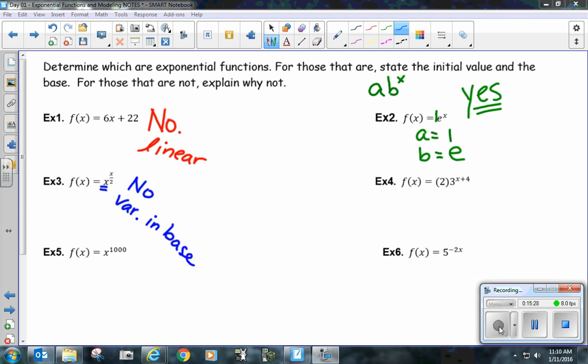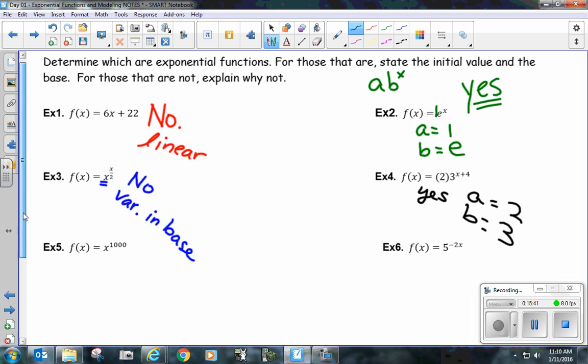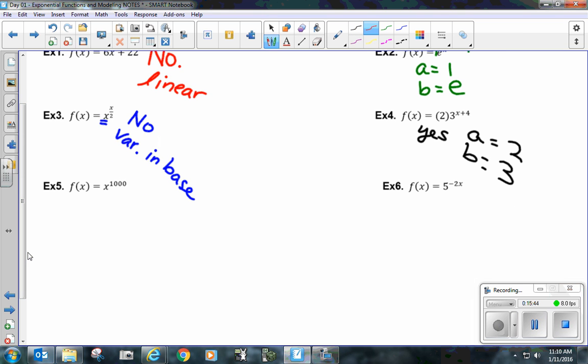All right, number 4. Exponential, yes or no? Yes. So what's my initial value? 2. What's my base? 3, which is also known as my factor. Number 5. What do we got? No. Does anyone know what that is? It's not linear. It's not exponential. This is known as a power function, because we are taking our variable and raising it to a power.